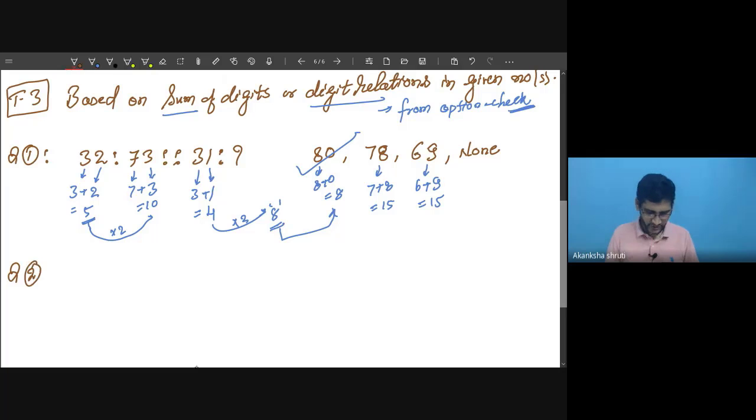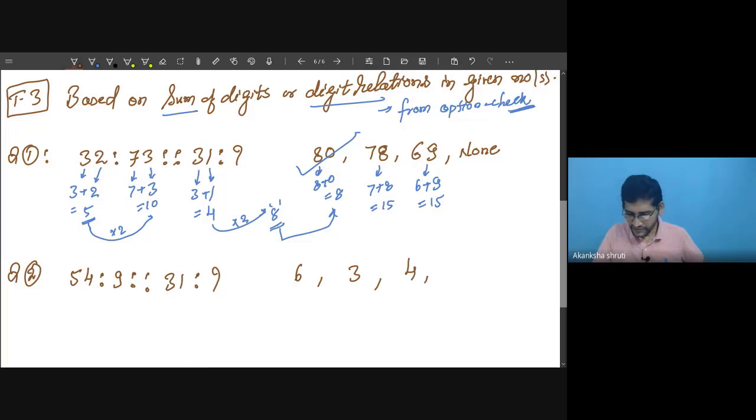Take question number 2. Students, 54 is to 9, 31 is to what? The options are 6, 3, 4 and 7. What is the answer? Very easy.